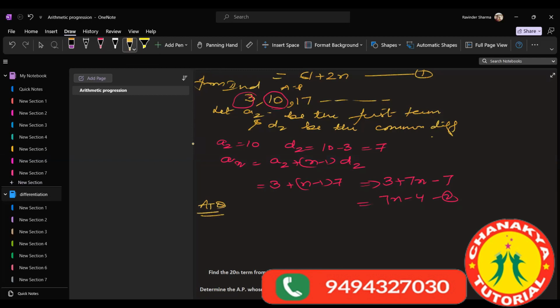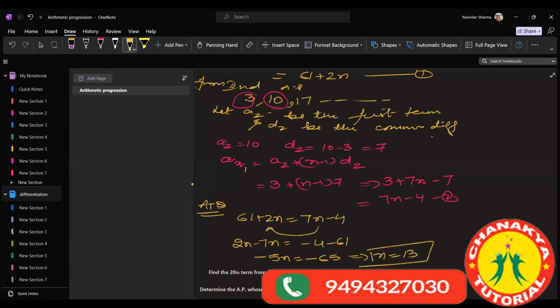Now according to the question, both nth terms are equal. So you will put them equal to each other. Let this be an1 and this is an2. So 61 plus 2n will be equal to 7n minus 4. Now transpose this here. So 2n minus 7n will be equal to minus 4 minus 61. So minus 5n is equal to minus 65. Then the value of n will be 13.